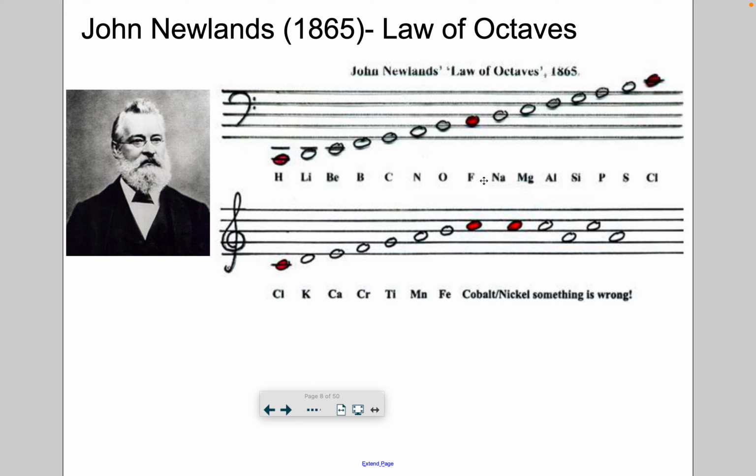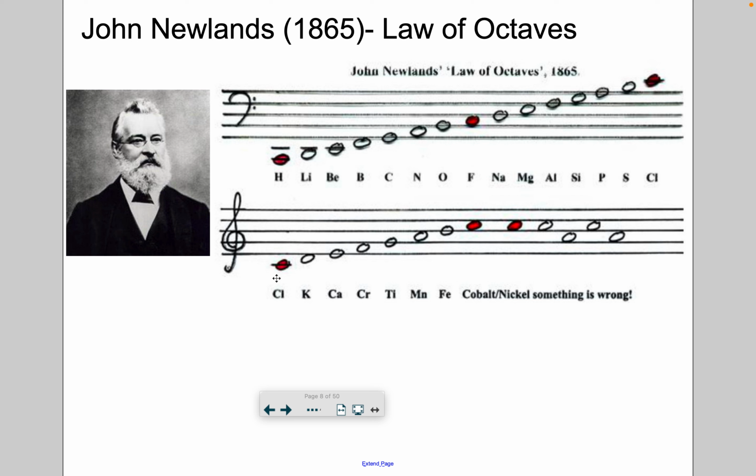Now you notice that we skip over neon, because neon is a noble gas, and I'm pretty sure at this time maybe neon wasn't discovered yet. But then we go sodium, magnesium, aluminum, silicon, phosphorus, sulfur, chlorine. Hey, fluorine and chlorine. Chlorine sits right underneath fluorine, and so you just notice that after every 8 it repeated, and it did this very nicely until we got to the transition metals.